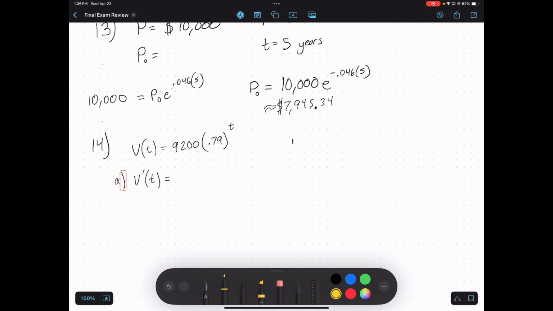Well, what do I do with this 9,200? What am I going to do with that? Keep it there, right? Constant multiple property of derivatives. So I'm just going to keep that 9200 there. And then I can just focus on just that exponential piece. So this goes back to, hey, what's my derivative formula? If I have an exponential function, this is still exponential because your variable's in the exponent. What's my derivative formula if I have an exponential function that's not base e?